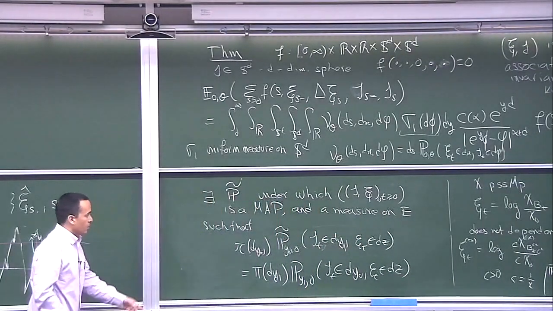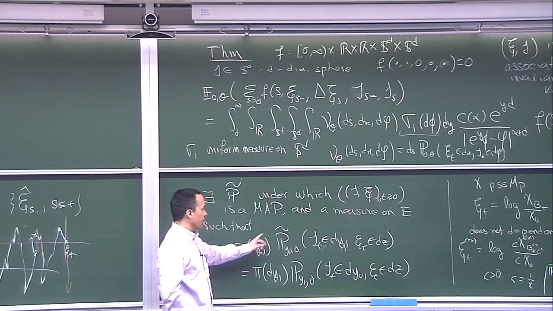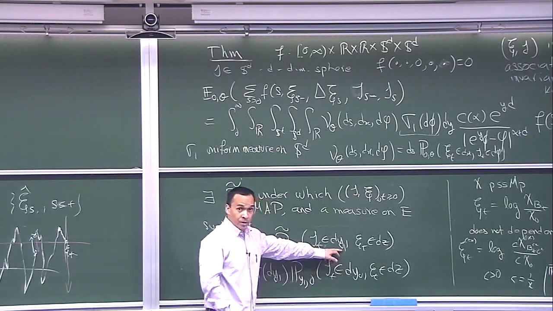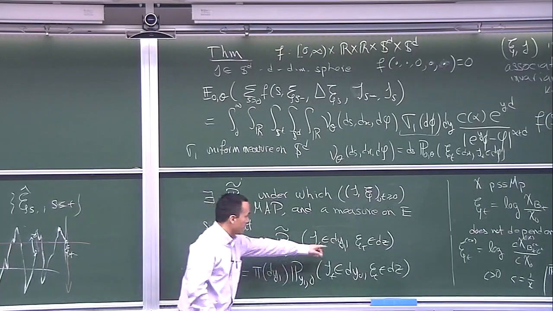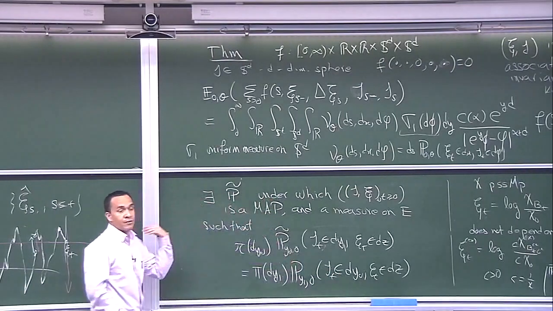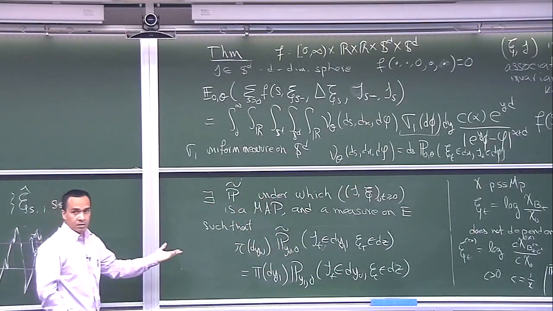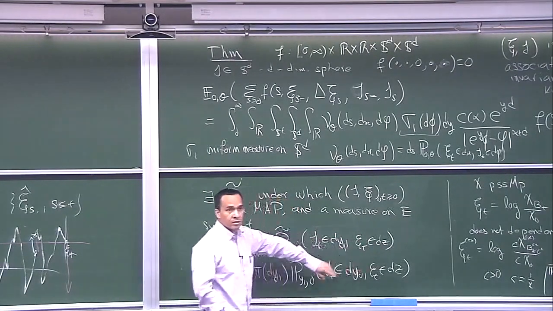So I'm starting at 0 with respect to pi. I'm moving into y1 with respect to J. That is the same as starting from y1 and moving to y0. That's the reversibility property on J. But I need to keep track of the position of psi.